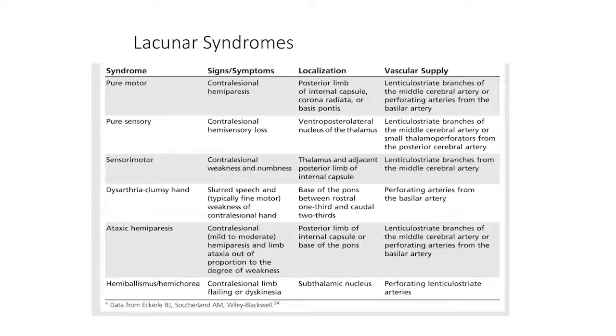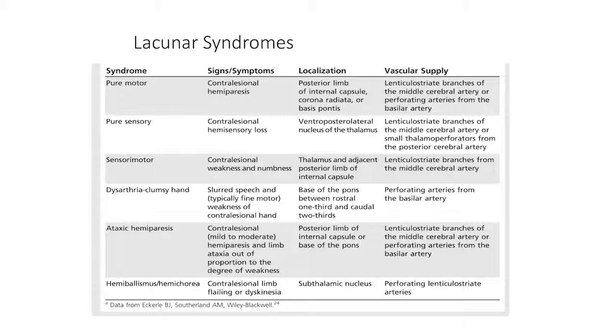Lenticular striates, yes, which have their origin either from the MCA or from the PCA. So pure motor: they present with contralesional hemiparesis, and this is due to the involvement of the posterior limb of the internal capsule. Remember, that's where the fibers of which tract pass? Corticospinal. Yes, they pass in the posterior limb. So lenticular striate branches of the MCA or the perforating arteries from the basilar artery.